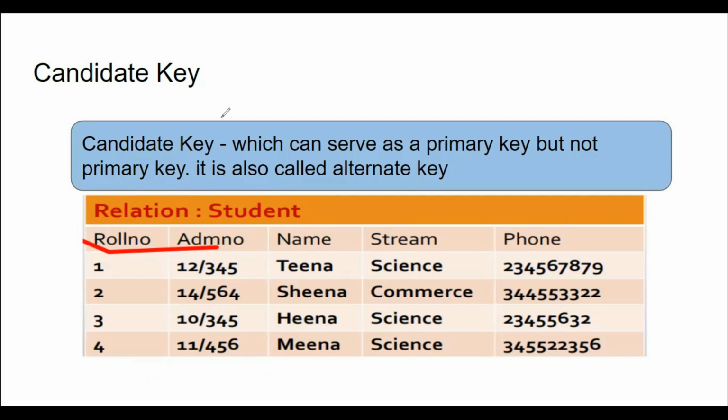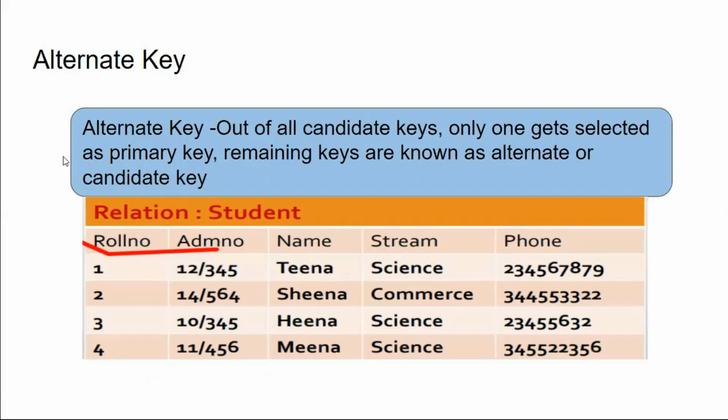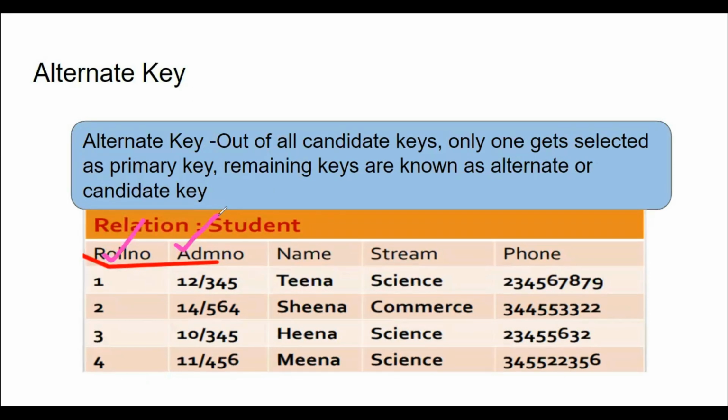And the next one is the alternate key. I said there will be multiple representations for the primary key. As discussed, roll number and admission number are the 2 representations for the primary key. In that, roll number we have selected as the primary key. We have one more representation. This one more representation, we call it an alternate key.